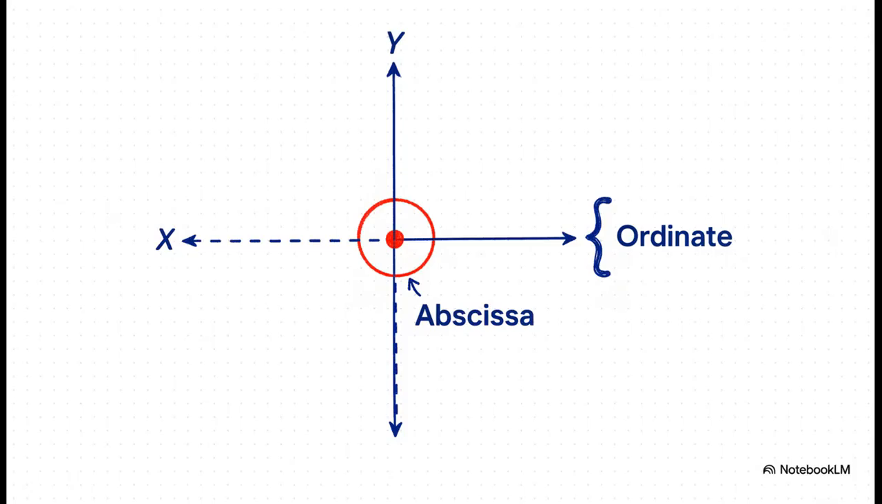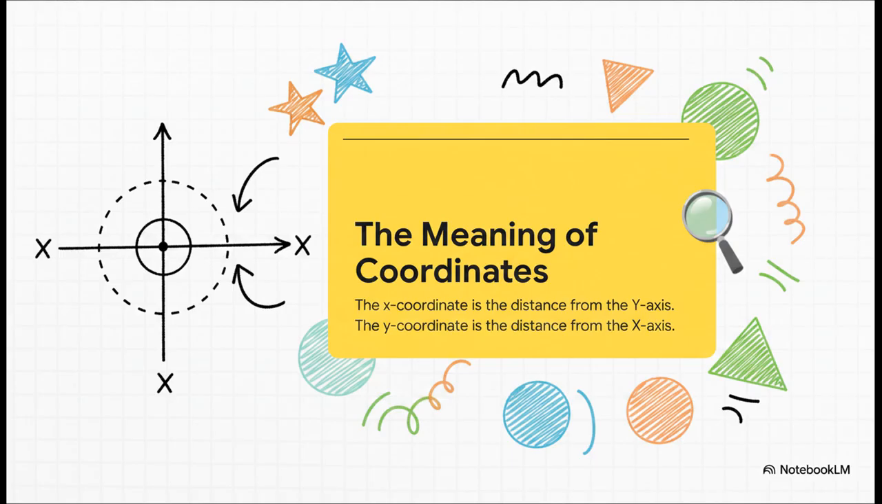Now, for a little bit of the official lingo. The x-coordinate has a fancy name, the abscissa, and the y-coordinate is called the ordinate. Now I know, it's easy to mix those up, but here's a little trick. X comes before Y in the alphabet, right? Well, abscissa also comes before ordinate. And this brings us to a really crucial concept, the true geometric meaning of coordinates. The x-coordinate isn't just some random number. It actually represents the point's direct perpendicular distance from the y-axis. And in the same way, the y-coordinate is its distance from the x-axis. See how it's always the distance from the opposite axis? That's the key to really understanding this whole system.